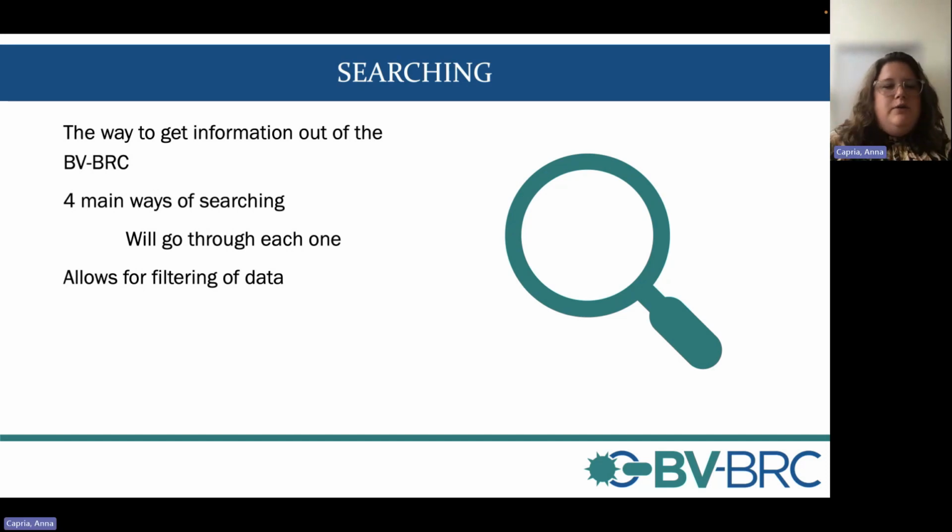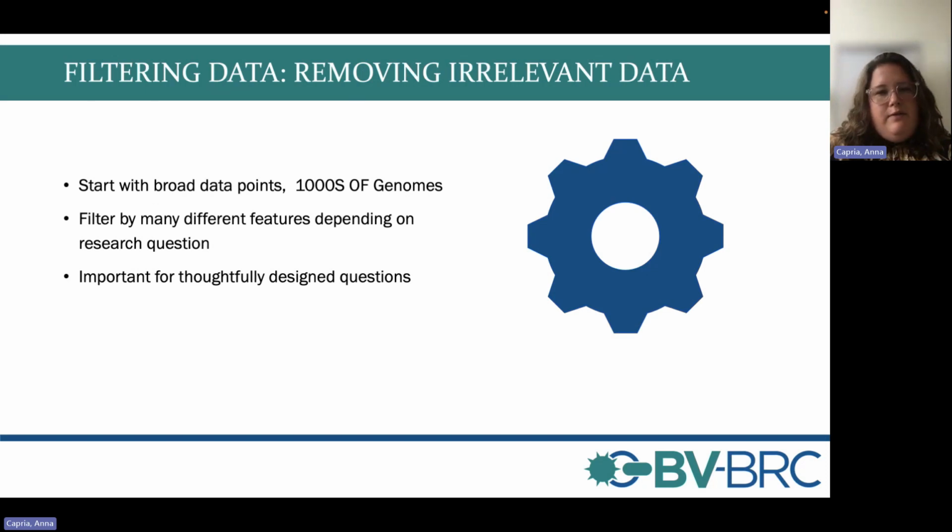Searching really allows for filtering of the data and refining what we're trying to find out. We have 11 million genomes in the BV-BRC just on the virus side. So filters can help you reduce that data depending on your research question. And it's here where it's important to come into the BV-BRC with a thoughtfully designed question so you can get the most out of the resource.